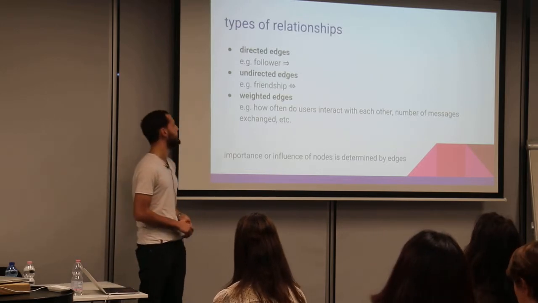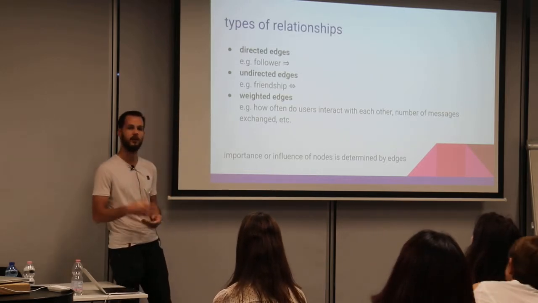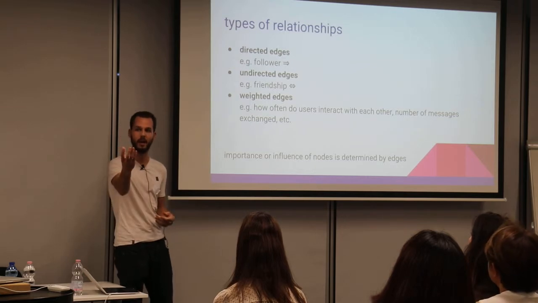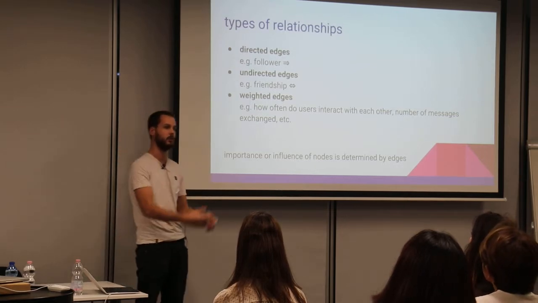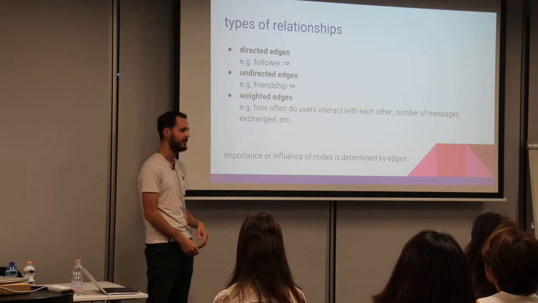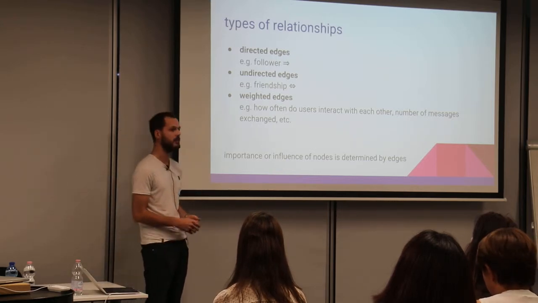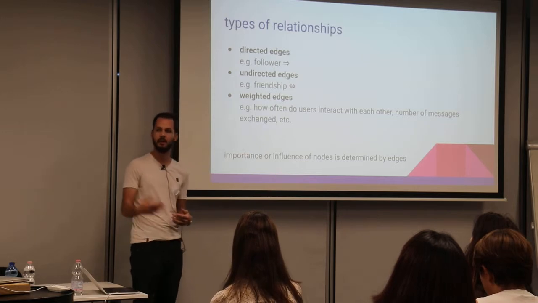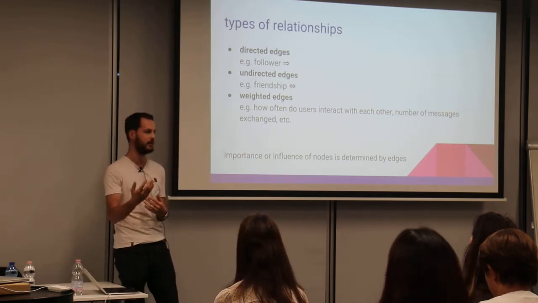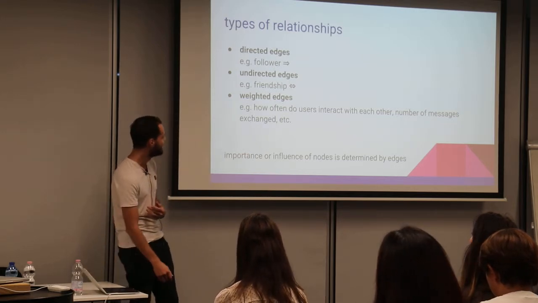And there are different types of edges. For example, if I follow someone, this is a one-way interaction. I just follow you on Twitter. I just send you a message. I pass on the virus, which has a direction. But there are also undirected ones. When we're in a friendship, this is a hopefully mutual thing.